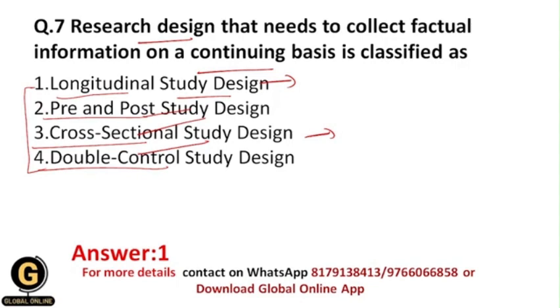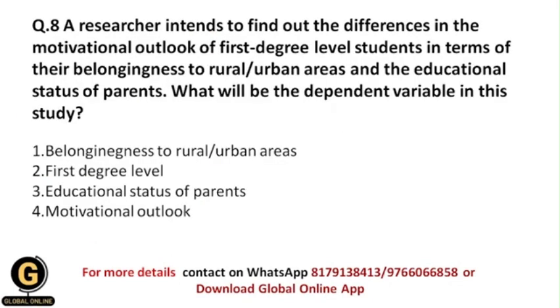Okay, and in the double control study design, there are two control groups and one experimental group. That's why it is called the double control study design, and the correct answer is 1, that is longitudinal study design.